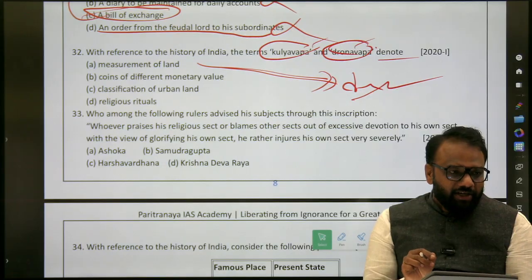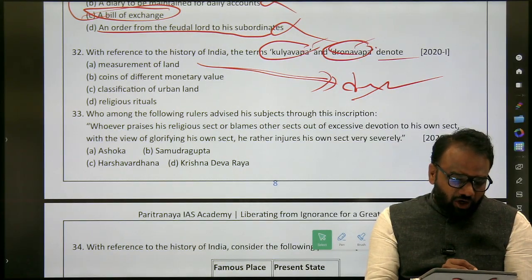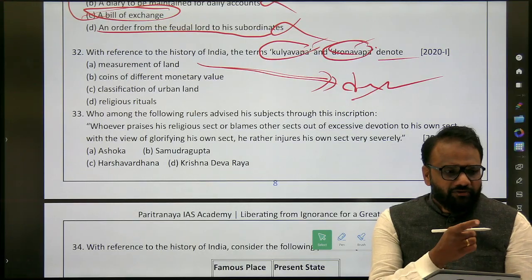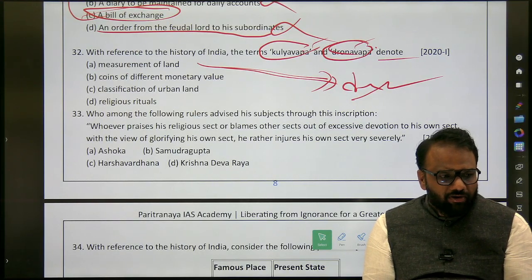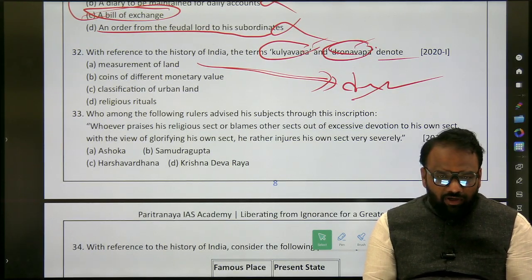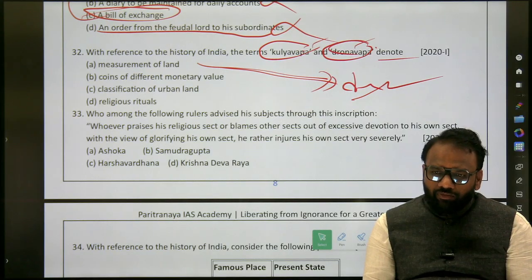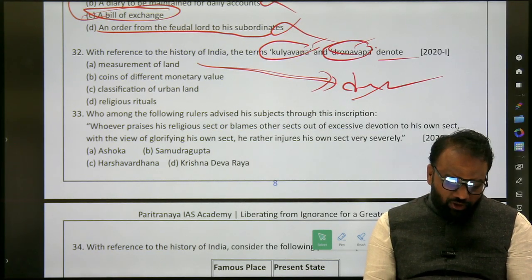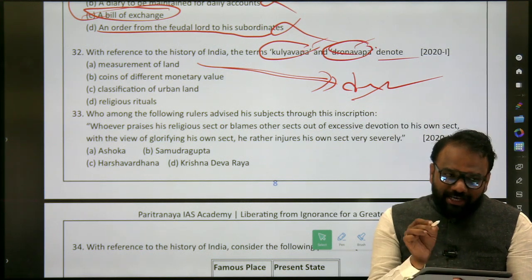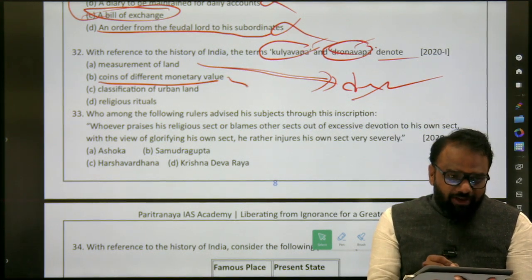Next, if you look at the second one, coins of different monetary value. Which is the page number? Okay. So measurement of land, you got it. Accordingly you will prepare. Next, if you look at the second option, coins of different monetary value.